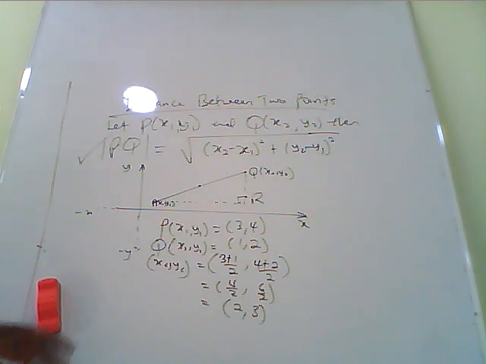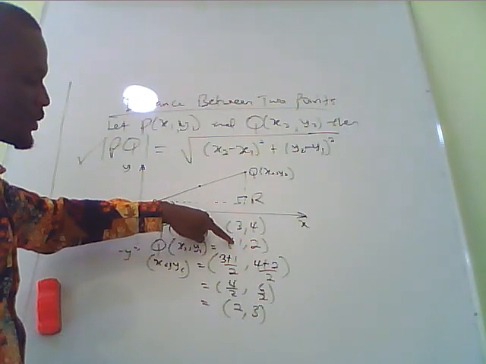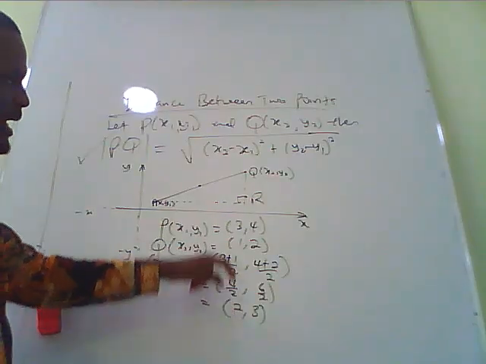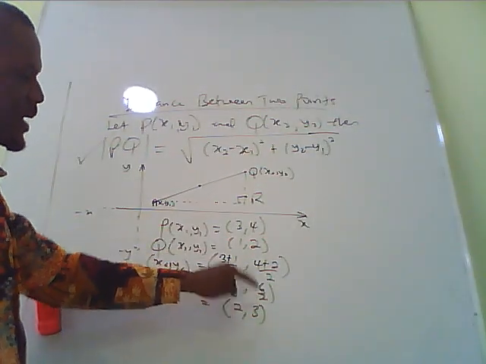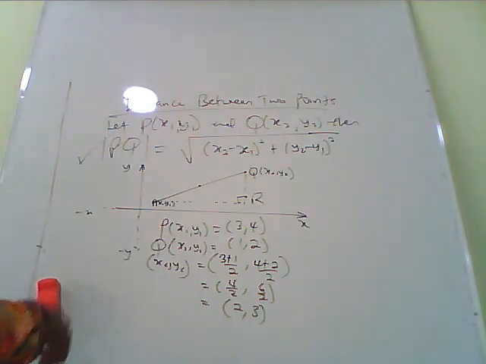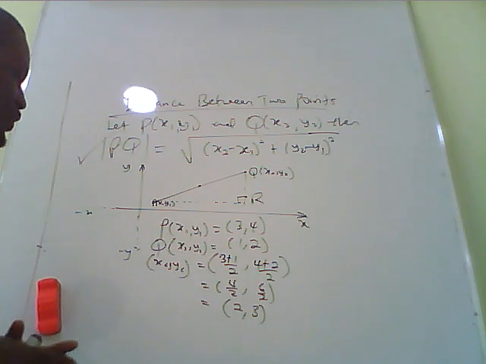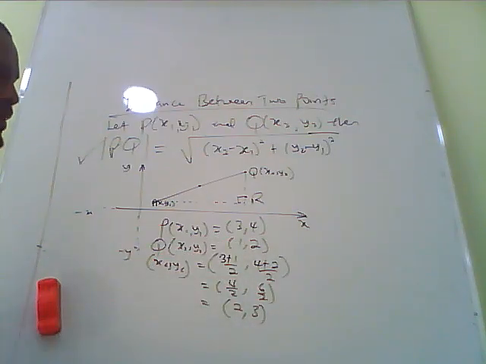Because for the midpoint, we're going to add the x1 and x2, which is 4, and then divide by 2, which is 2, and also y1 is 4, add it to y2, which is 6, 6 divided by 2, we have 3. This is actually the midpoint between 2 points P and Q. So the midpoint between two points is going to give us x1 plus x2 divided by 2, and then y1 plus y2 divided by 2.